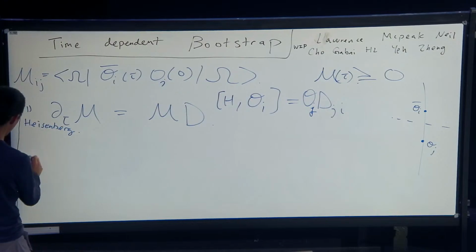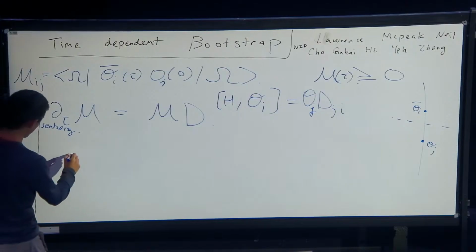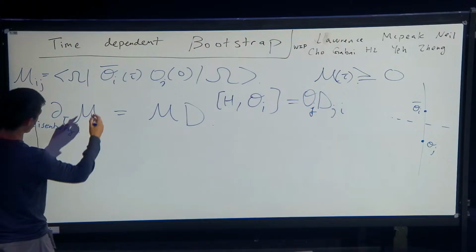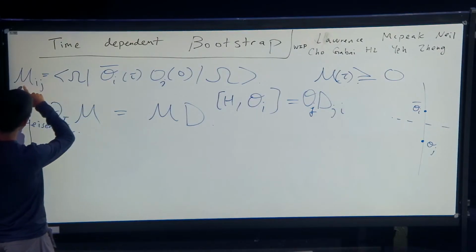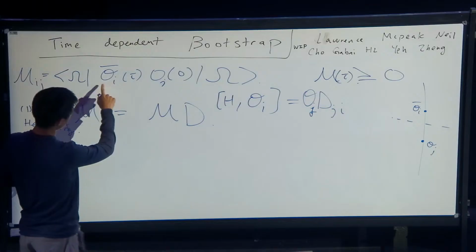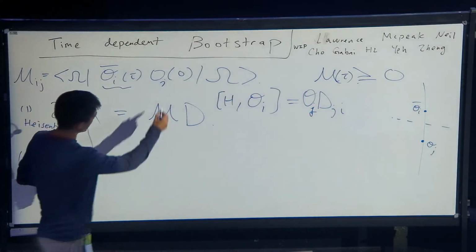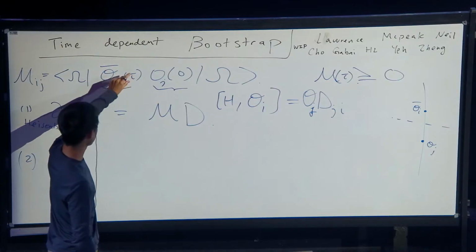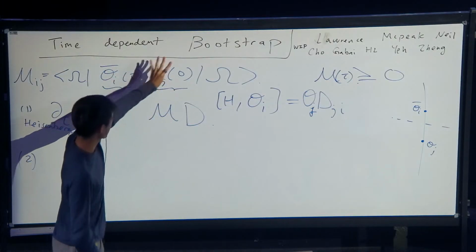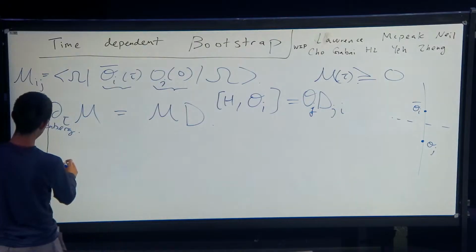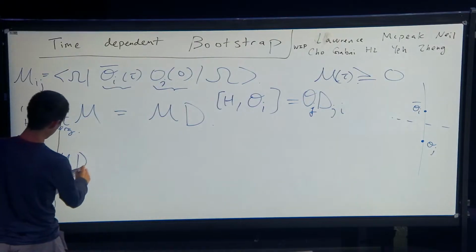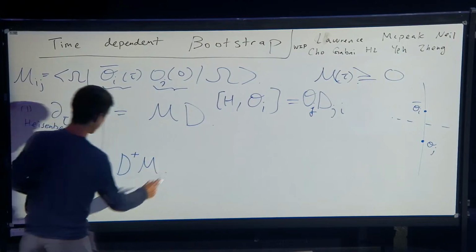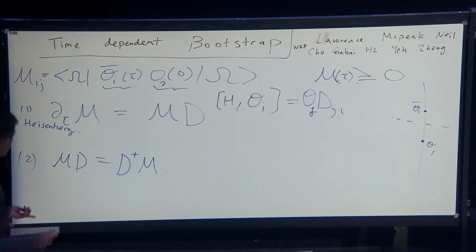Another constraint is just time translation invariance. That says that if we time differentiate this matrix, we can either think of the Hamiltonian as acting on this operator, or we can think of it as acting on this operator, because by time translation invariance, we can think of this as 0 and minus tau. So we could think of the Hamiltonian as acting either way, and that tells us that MD is equal to D dagger M. This is just time translation invariance.